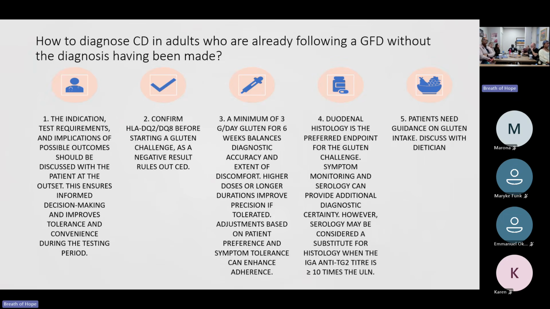So if your patient is really not coping well with the 3 grams per day for 6 weeks, you can tweak it a bit to have a bit less. Obviously, you can discuss with the dietitian for this, and hopefully, you can get some meaningful information when doing the serology. And then the duodenal histology is the preferred endpoint for the gluten challenge. Symptom monitoring and serology can provide additional diagnostic certainty. However, serology may be considered a substitute for histology when your tissue transglutaminase IgA titer is more than 10 times the upper limit of normal.